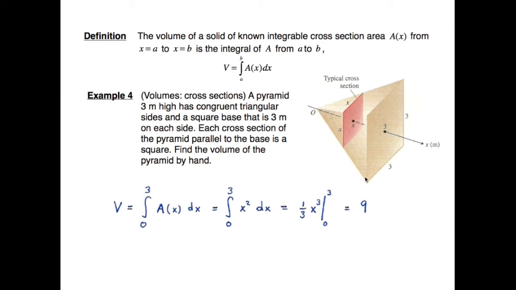Since this is a pyramid, we could also use a geometric formula, base times height over 3, and we would find 9 as well. So the volume is 9 meters cubed.